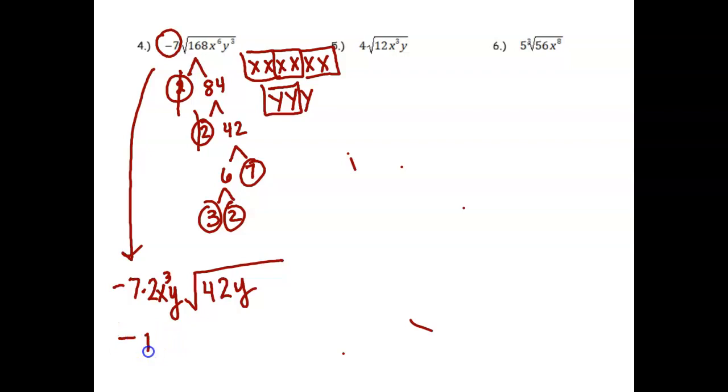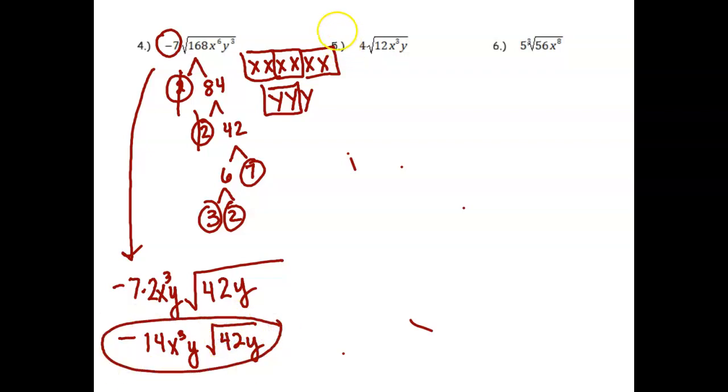So our final answer would be negative 14x cubed y, and it's radical 42y. Okay. All right, I'll do 2 more, and then I'll let you guys try the other ones.